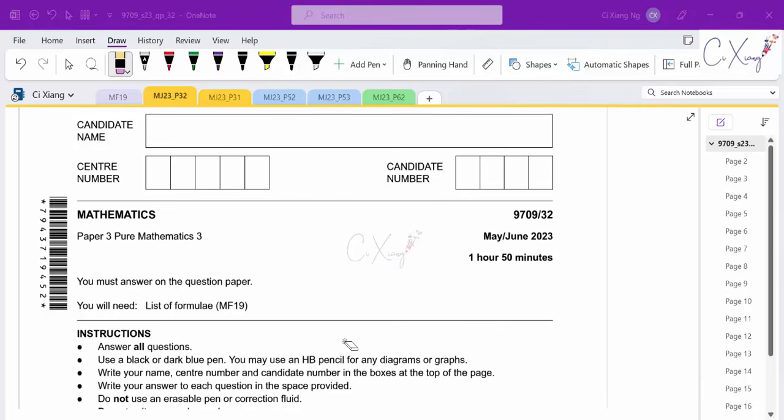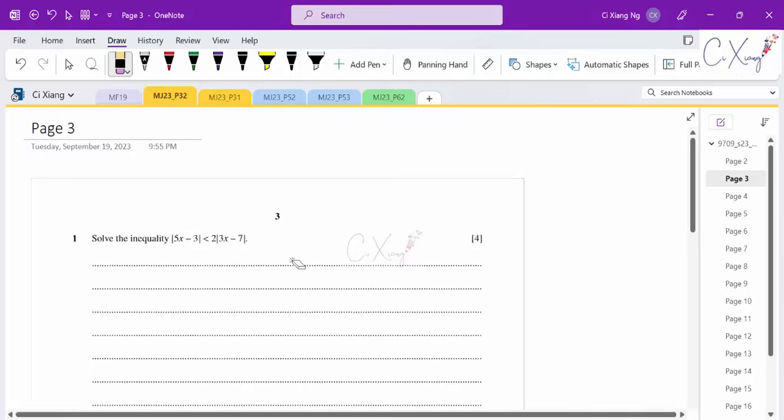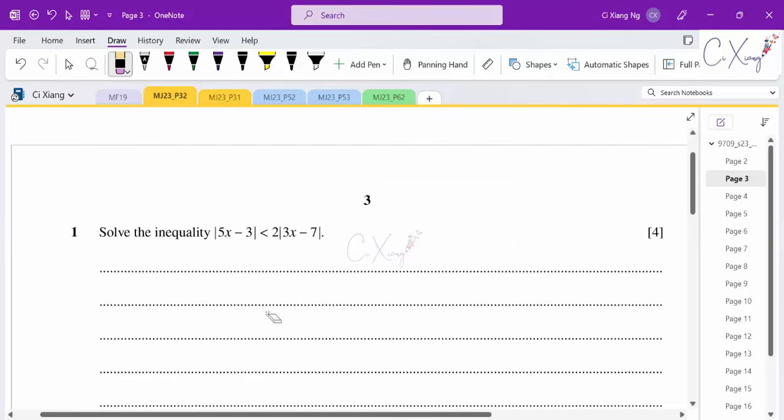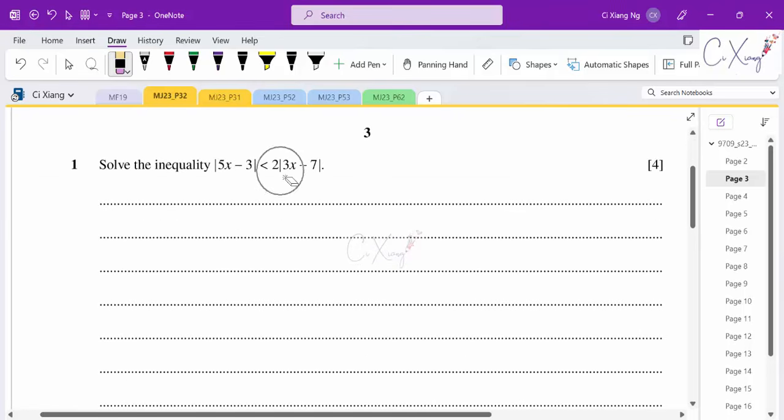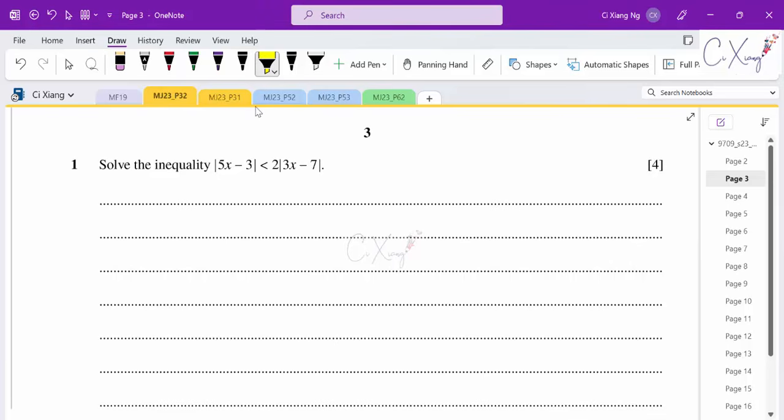Okay, so in this video, we'll be discussing Pure Mathematics 3 for May-June 2023, paper 3-2. Okay, so let's have a look at question number 1. We are having the inequality with both sides with modulus. So you can see that both sides I'm having modulus for this inequality.